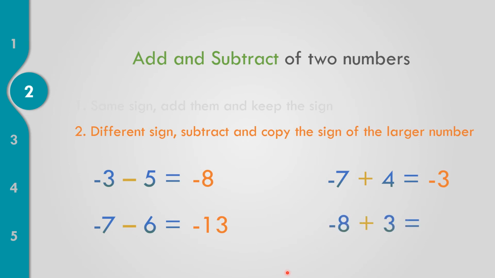Next, fourth example. Negative 8 plus 3. So, different sign, subtract. So, 8 minus 3 is 5. And then, copy the sign of the larger number. So, negative 8 plus 3, the answer is equal to negative 5.